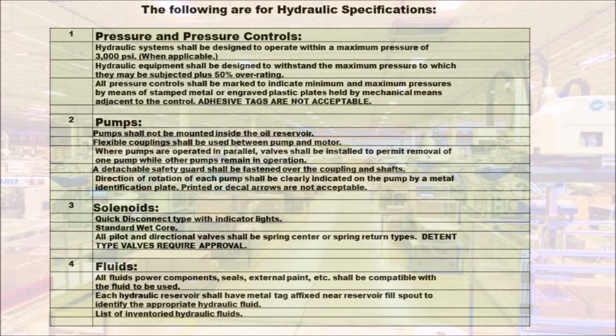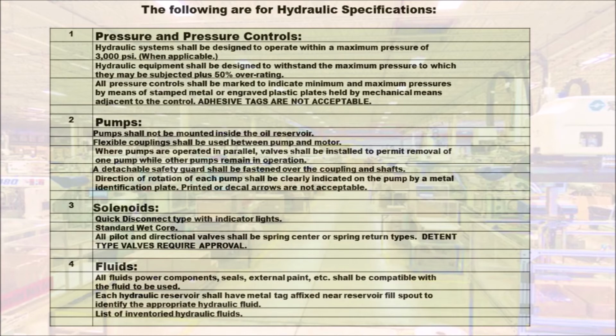Printed or decal arrows are not acceptable. Solenoids: quick disconnect type with indicator lights, standard wet core. All pilot and directional valves shall be spring center or spring return types. Detent type valves require approval.